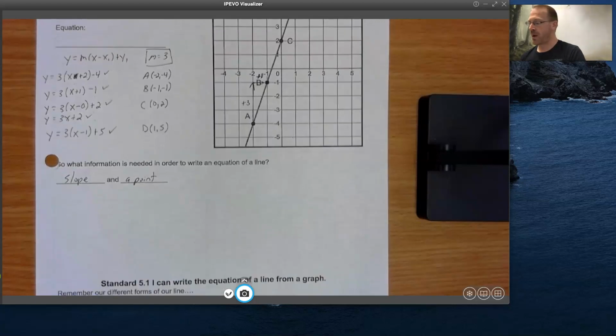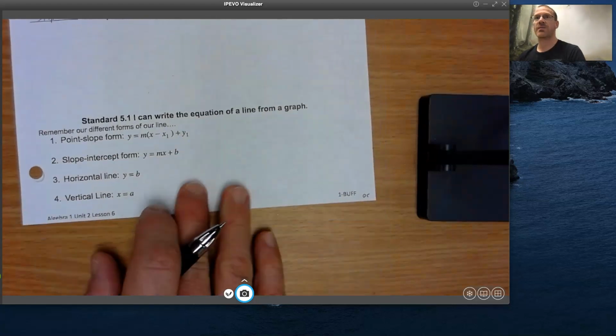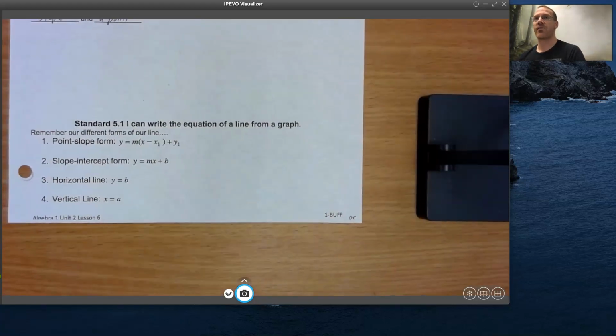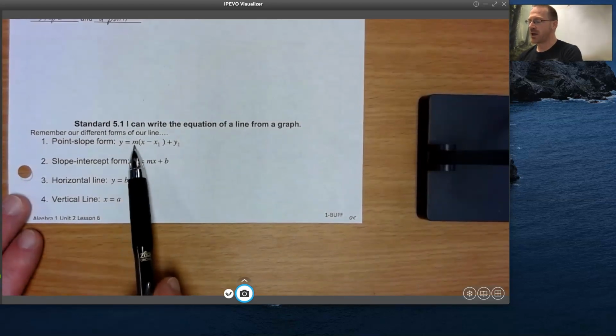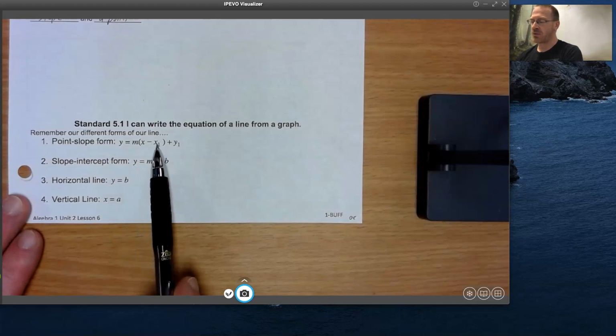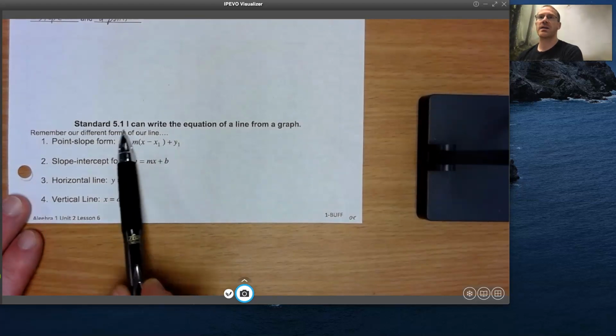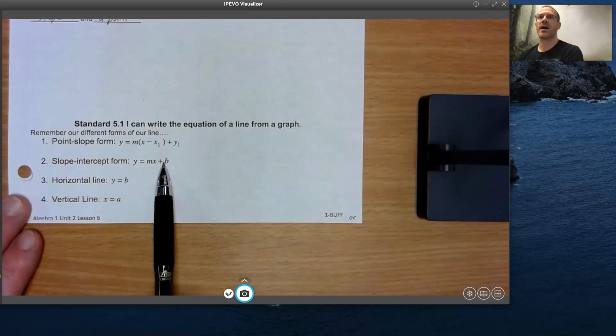Now, just as a quick reminder, we talked about these last time as well, right? We have our various forms of an equation. So we have point slope form, which is y equals m times the quantity x minus x1 plus y1. We have slope intercept form, which is really just a simplified version of that. We talked about this, right? When x1 is 0, we come down to this.